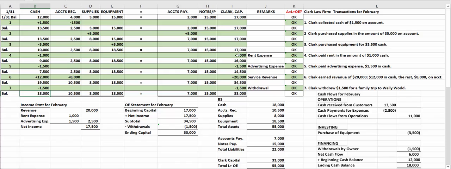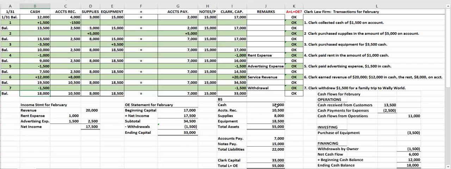Right, now we construct our owner's equity statement. We start with our beginning capital, and that's going to be the very first figure up here under Clark Capital, $17,000. And if you look at the very bottom, this is where we're going to end up at $33,000. In the actual owner's equity statement, we start with the beginning capital. We add in the net income. Here's the net income over here, $17,500. You get a subtotal, add those two together, $34,500. Subtract the withdrawals that were made, and the withdrawal was in transaction 7. That'll give you your ending capital.